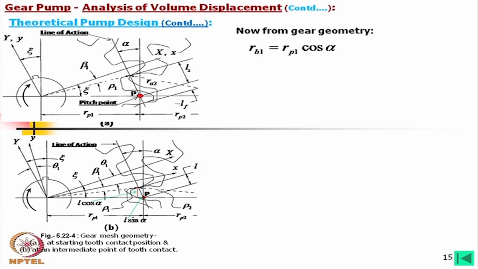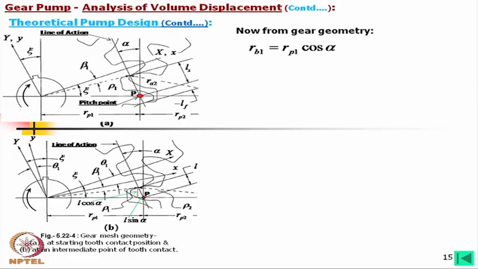Again, from the geometry what we find, R B 1 is equal to R P 1 cos alpha. Now, here I would like to say that R P 1 is something fictitious. If you are given one gear and asked to measure its pitch circle radius, can you measure that? You cannot measure. You do not know what the pitch circle is. Pitch circle is the circle when two gears are meshing, and if you divide the center distance by the gear ratio, then only you will find the pitch point, and then only you will find the R P 1.